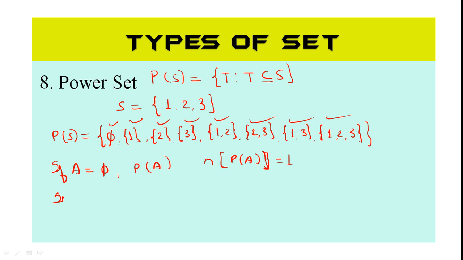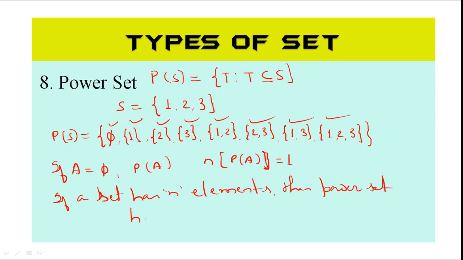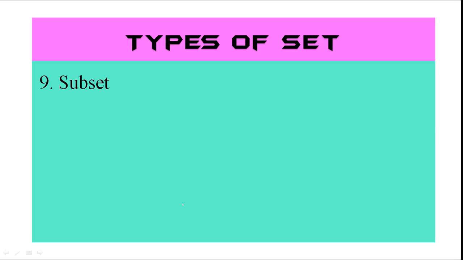So if a set has n elements, this is a very important point, you must remember it, then the power set has 2 to the power n elements. If n elements are there in a given set, then the power set is having 2 to the power n elements. If 3 elements are there in S, then the power set is having 8 elements. If set S is having 2 elements, then the power set will have 4 elements. If set S is having 5 elements, then the power set will have 2 to the power 5 elements. Is that clear? Okay.